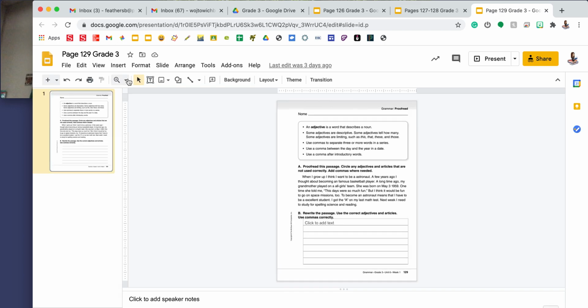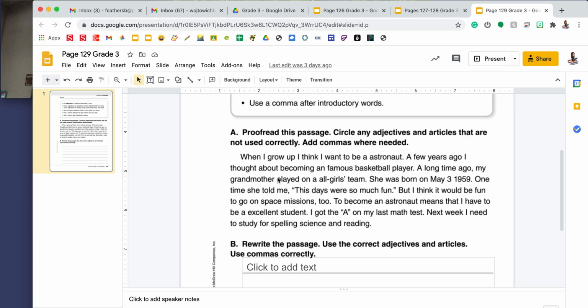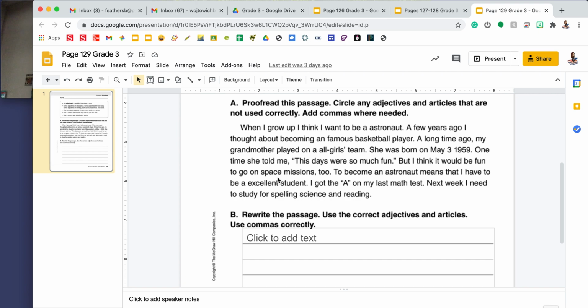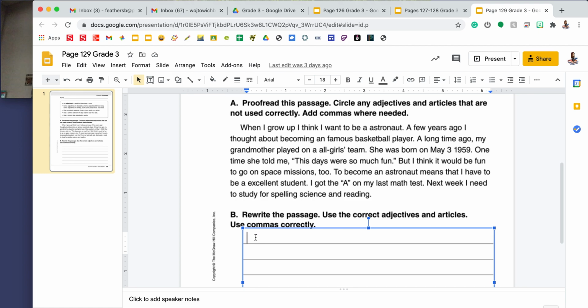Your last page is page 129. This will be assigned and due on Wednesday. This is your proofreading page. Part A says to proofread the passage, circle any adjectives and articles that are not used correctly. Add commas where needed. So you're going to go through and you're going to retype this paragraph with the correct articles and commas. Let's do the first sentence together.